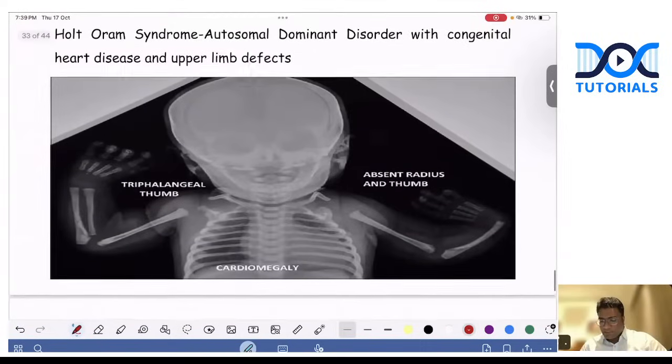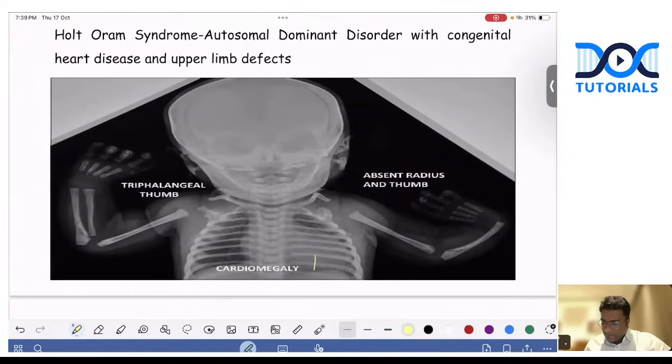So you can see in this image also, you're having a child with cardiomegaly and look at the bones. Okay, there is radial defect. So cardiomegaly and also phalangeal digital problems. This is all Holt-Oram syndrome.